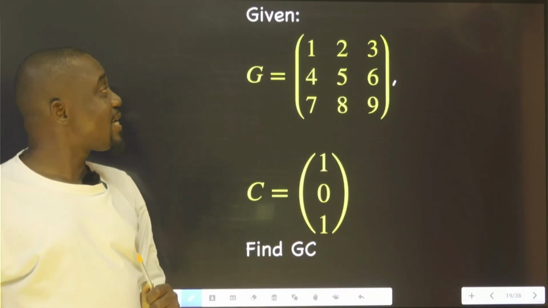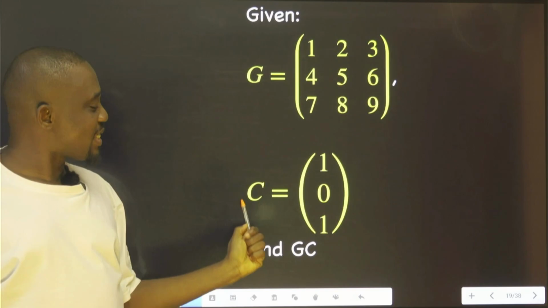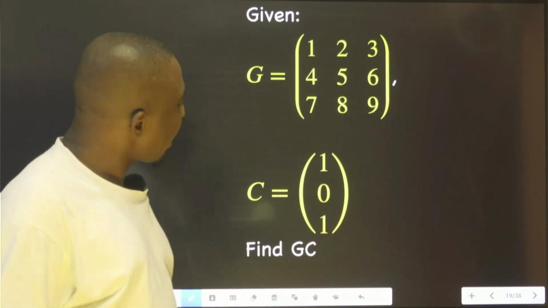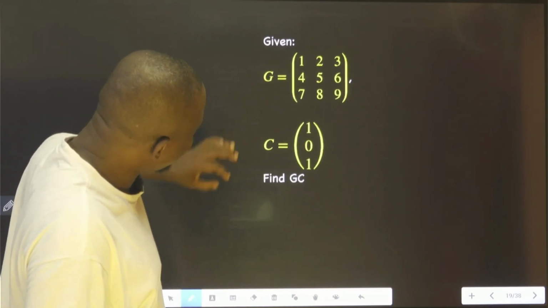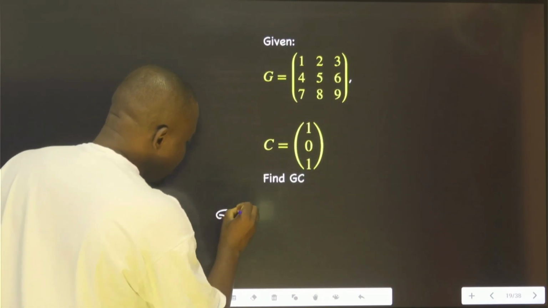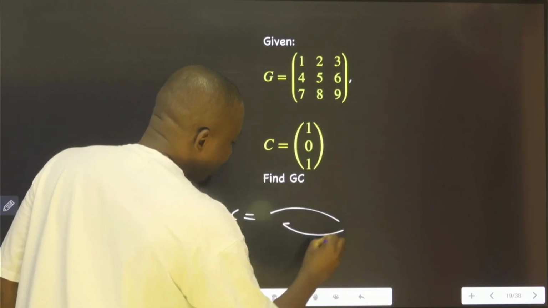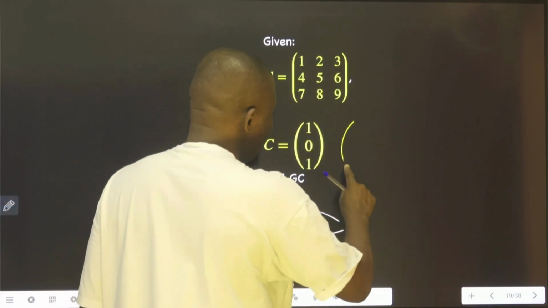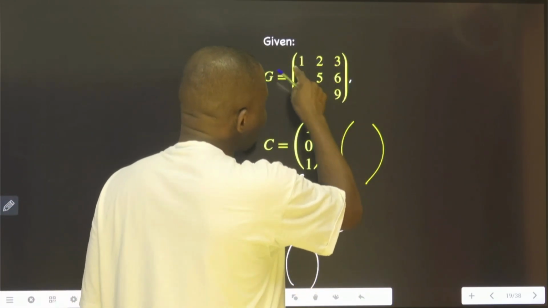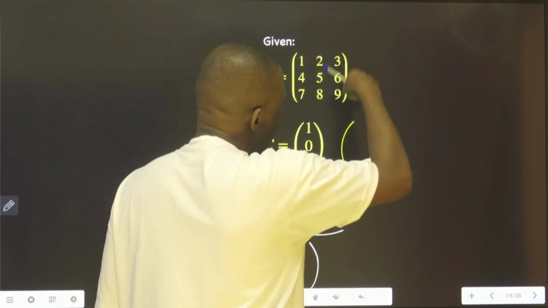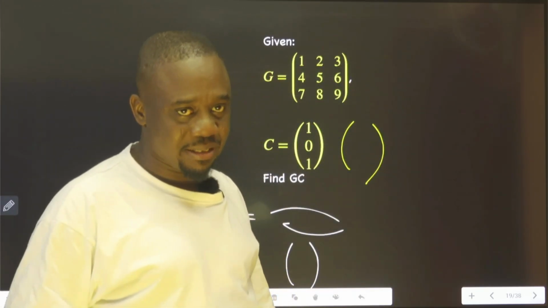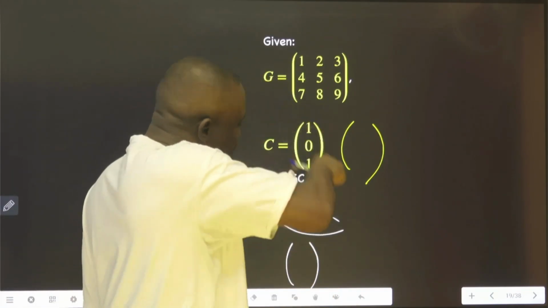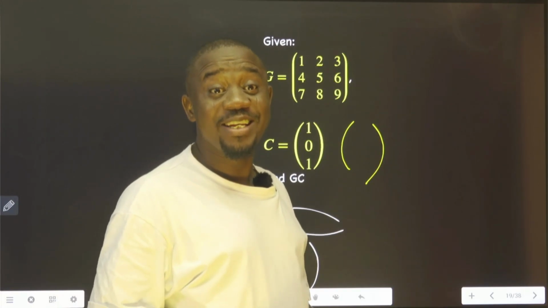Let's look at this. It says, given that G is equal to this and C is equal to this, we should find GC. Okay? How are you going to determine the shape of GC? Is it going to be like this or like this? As you can see, this guy has both horizontal and vertical. That is both rows and columns. But this only has column. Who is winning? Is column.